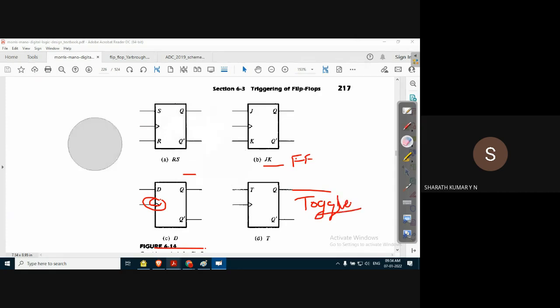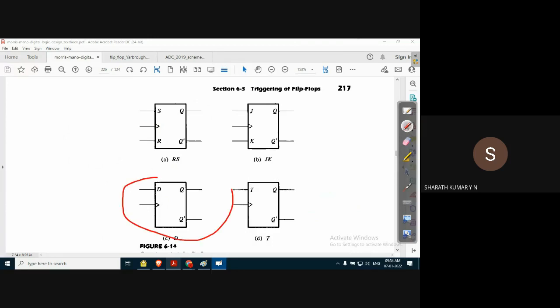Okay, in most logic circuits, as we discussed in the class, the D flip flop is used more than the JK flip flop or the T flip flop. The SR flip flop is the basic one for all these three types of flip flops.